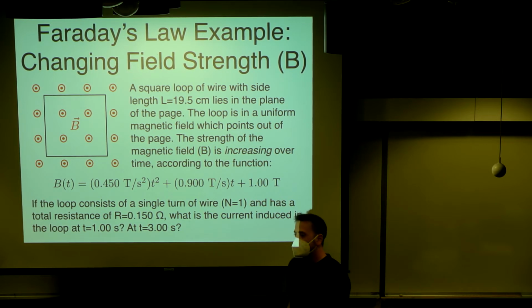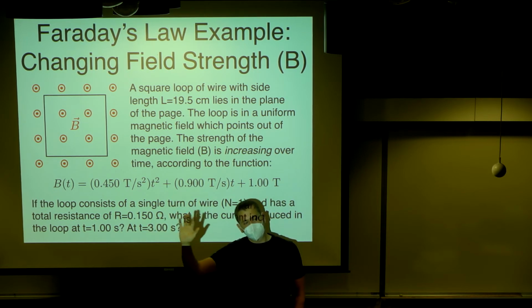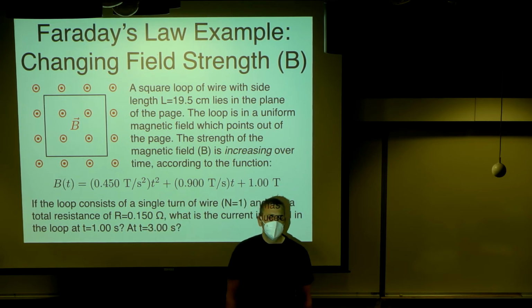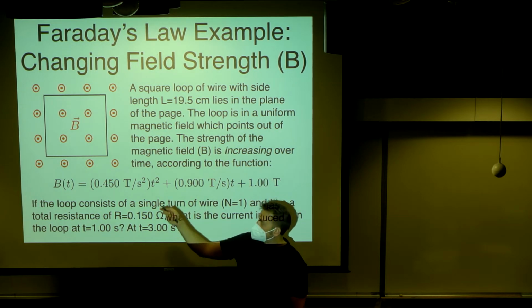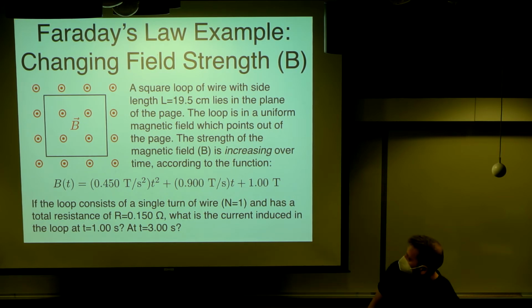Now, if this B field doesn't change in any way, doesn't change its strength in any way, nothing is going to happen. You're not going to induce any current. It's only when the B field strength is changing that you end up inducing some current in this loop. Okay, so let's say that the strength of the magnetic field is increasing over time, and it's doing so according to this function. Okay, so what is this function telling us?